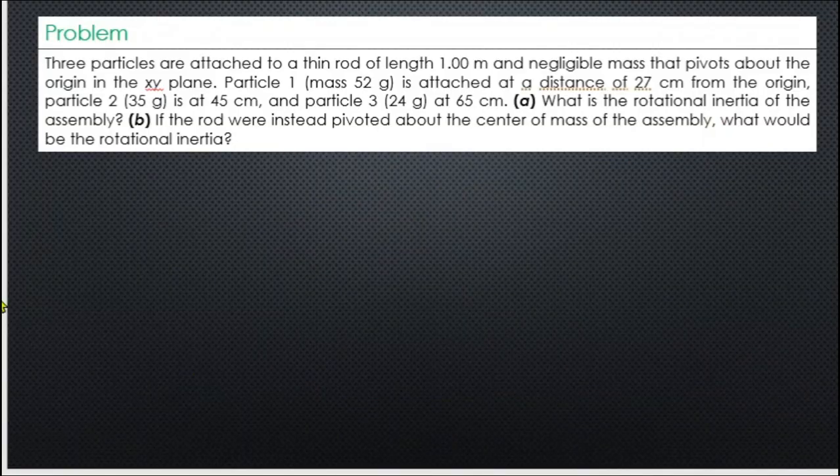In the next problem, there are three particles which are attached to a rod at different positions. The position of the first particle is given over here and its mass is 52 gram. Similarly, the position of the second particle is at 45 centimeter and the position of the third particle is 65 centimeter from the origin. You have to find out the value of the rotational inertia of this complete assembly, and if the rod was pivoted about the center of mass of the assembly, then you have to find out the rotational inertia of that rod about the center of mass of the assembly.